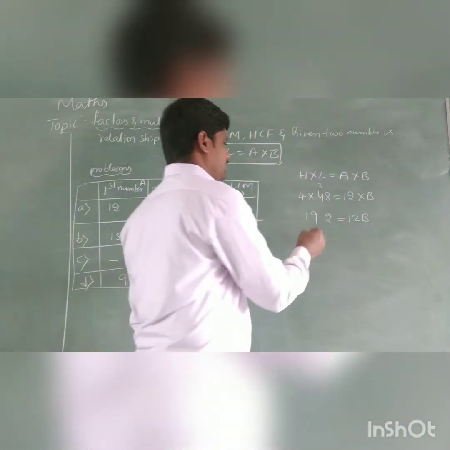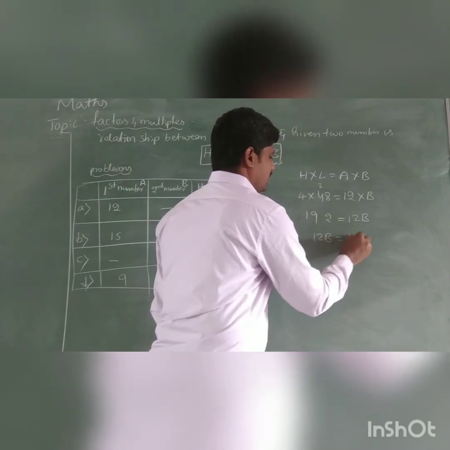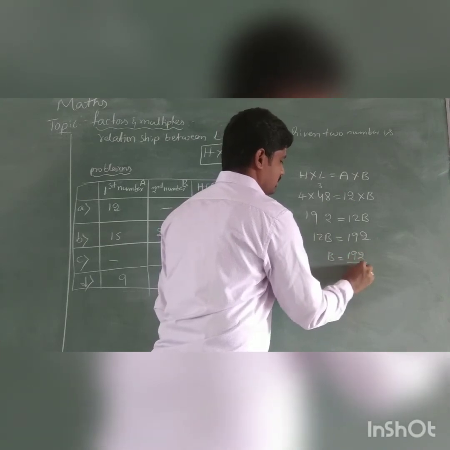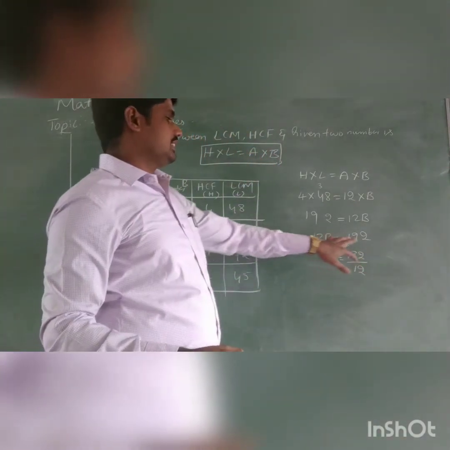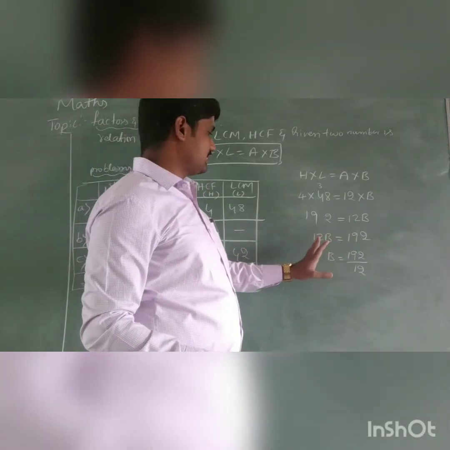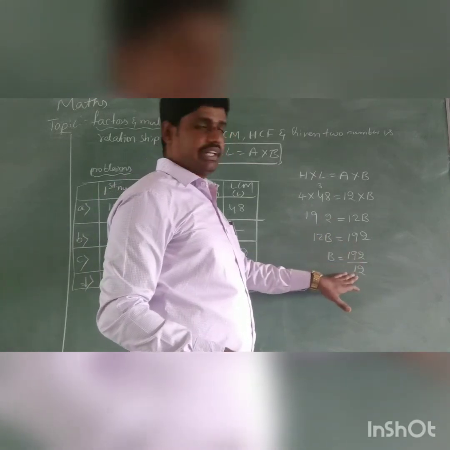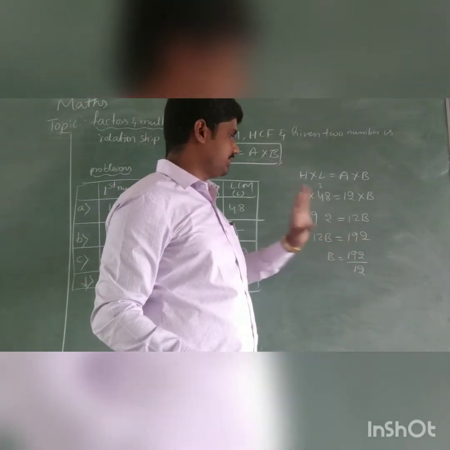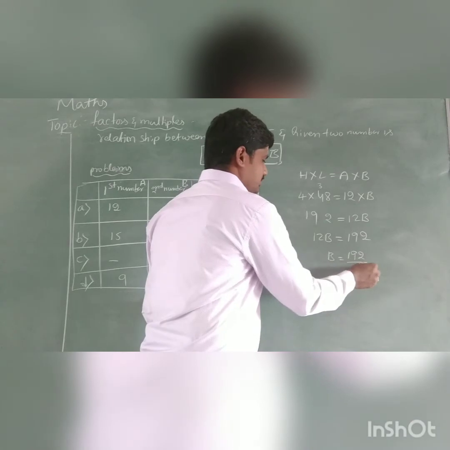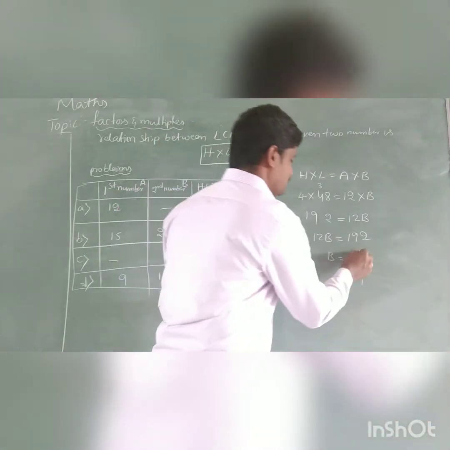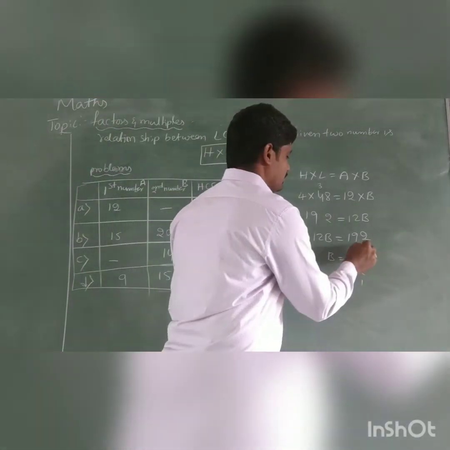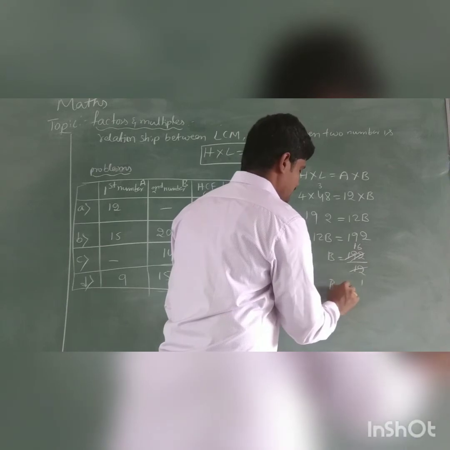How do we find the B value? 12B is equal to 192. Now B is equal to 192 divided by 12. This 12 going from LHS to RHS will become divide. Divide means the reverse operation. Where multiplication is there, it becomes divide going from LHS to RHS. Where addition is there, it becomes subtract. Those are reverse operations. In the 12 table, 12 ones are 12, subtract, 7 is the remainder, 72. 12 sixes are 72.